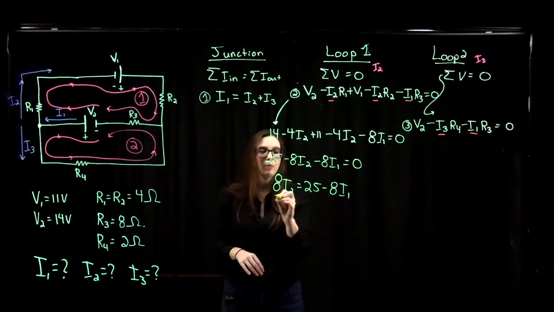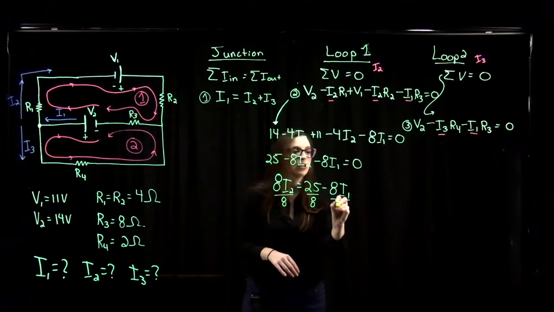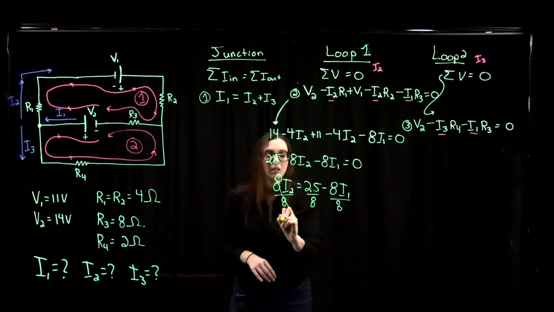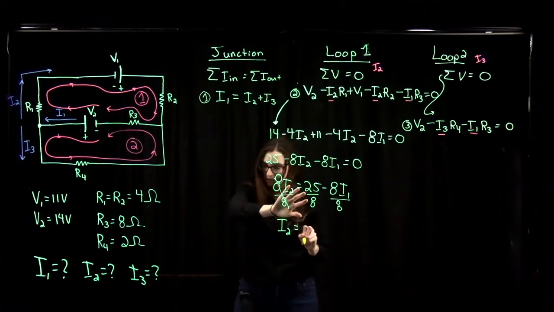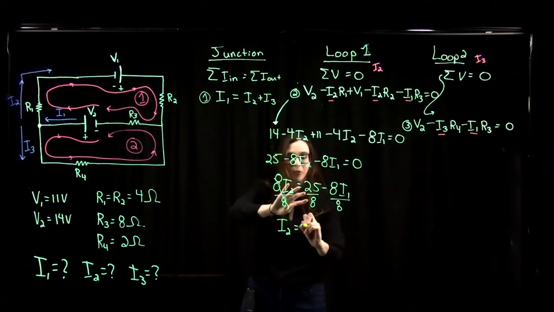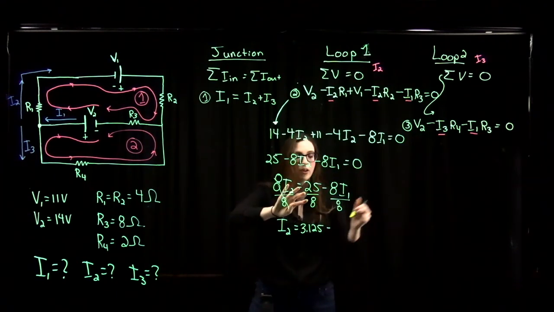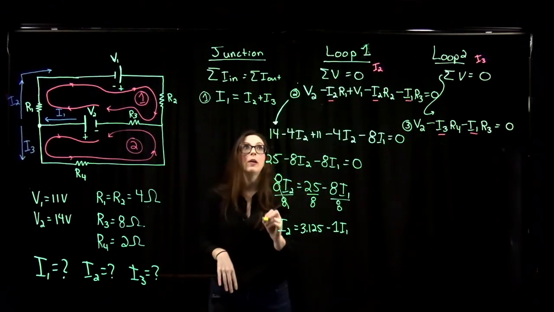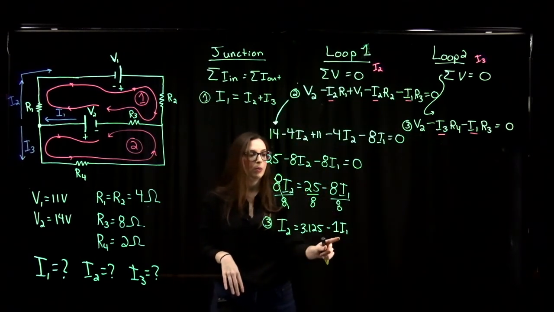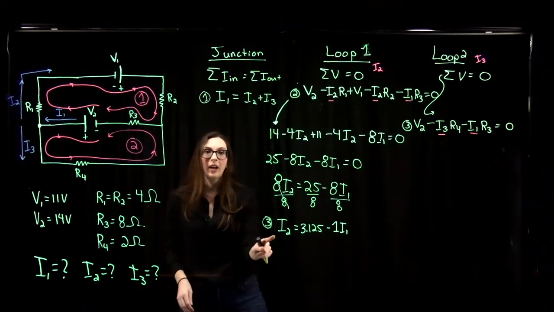I divide both sides by 8, so I divide each one of these individual terms by 8. So I2 equals 25 divided by 8, which is 3.125, minus 8 over 8, which is 1, so minus 1 I1. So now I have this new equation which gives me I2 in terms of I1. Okay, so I'm going to leave it right here for now.